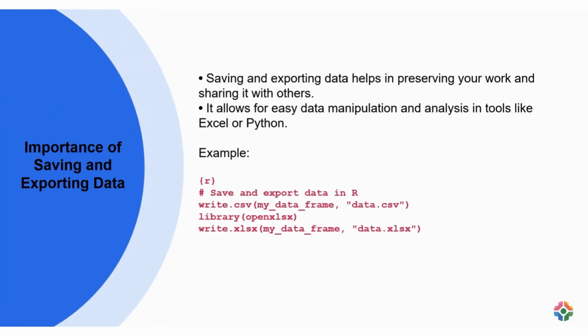Saving and exporting data are crucial for data preservation and sharing. By utilizing functions like write.csv or write.xlsx in R, you can save your data in a structured format such as CSV or Excel. This enables easy sharing with colleagues or stakeholders and facilitates further analysis in tools like Microsoft Excel or Python. For instance, saving a dataset as a CSV file can allow for easy import into statistical software for analysis, while an Excel file can provide a familiar interface for non-technical users to explore the data.